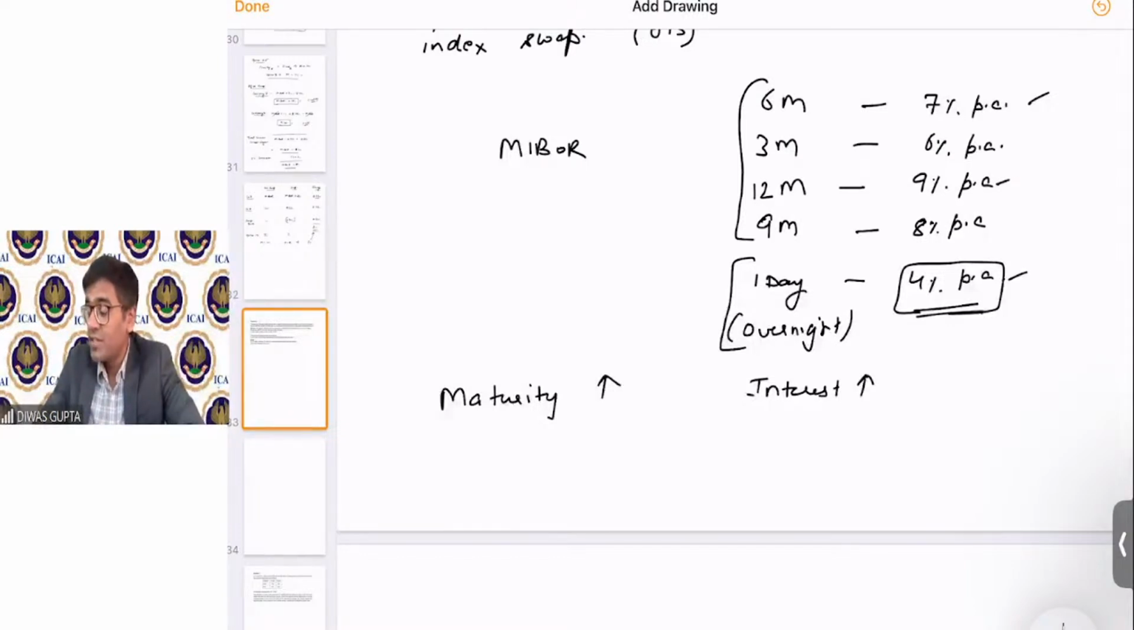Shailesh is saying inflation. No, still Shailesh, I'm saying that I've given you a per annum rate here. So inflation cannot be the reason, right? Because if you borrow for 1 day, I will apply 4% per annum. So that means effectively 4% into 1 by 365. That is the 1 day interest.